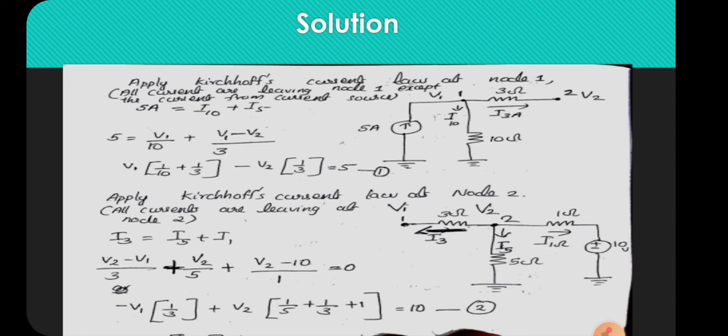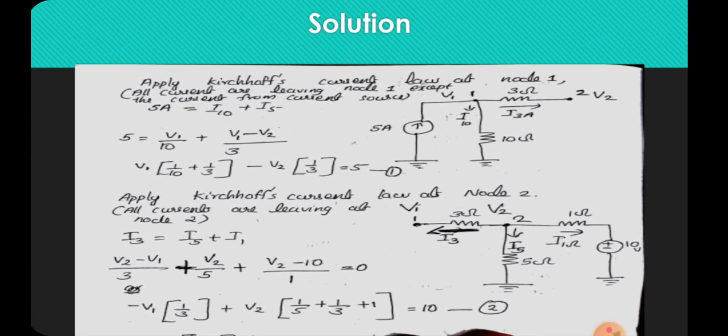Sorry, here in my notes I have written that I3 equal to I5 plus I1. That is wrong. Actually it is a plus symbol. By mistake I wrote it as equal to. That is my mistake. So the equation is I3 plus I5 plus I1 equal to 0. In the next line I have corrected it.